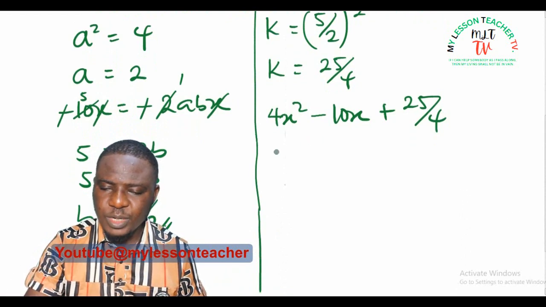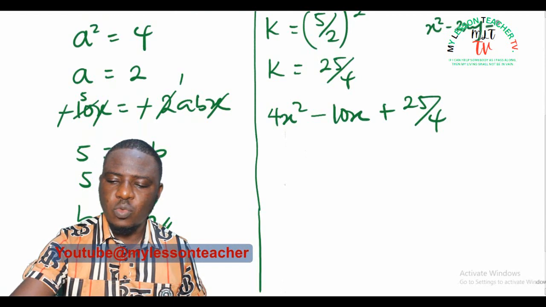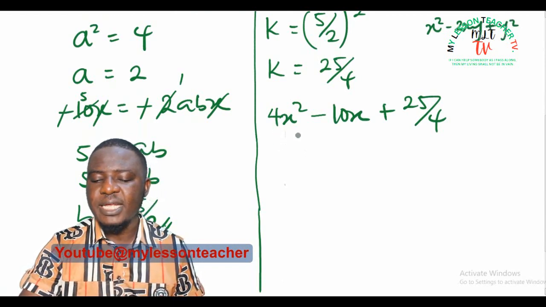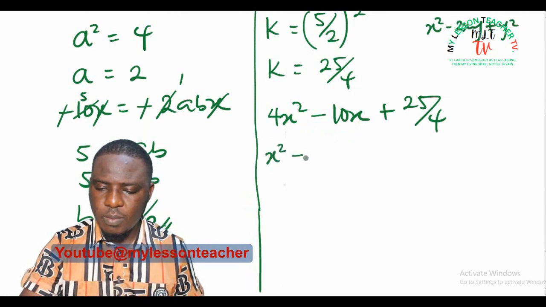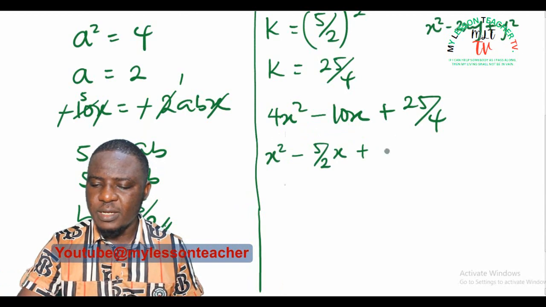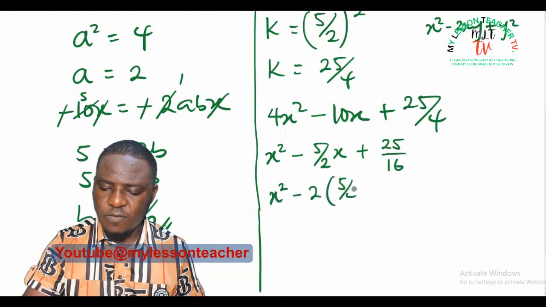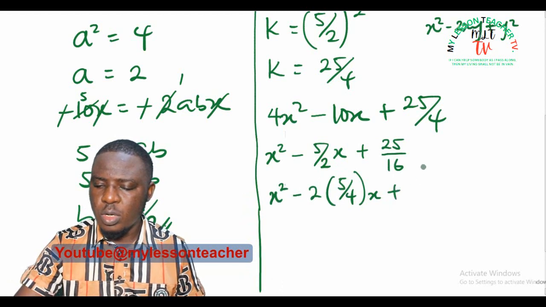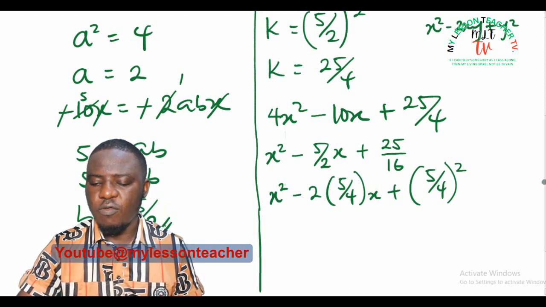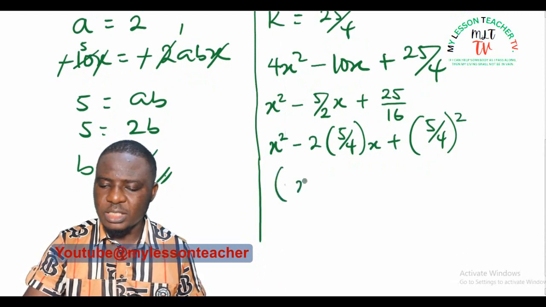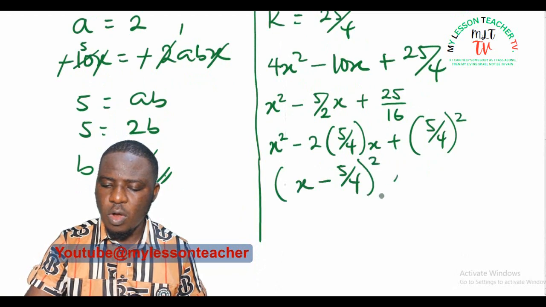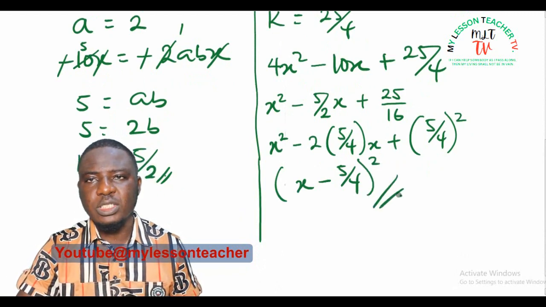So, factorizing this, we will first of all express it in that form of x squared minus 2xy plus y squared. So, the first thing to do is to divide each of the terms by 4. This becomes x squared minus, when you divide 10 by 4, it gives you 5 over 2 x. When you divide this by 4, it gives you 25 over 16. So this becomes x squared minus 2 into bracket 5 over 4. I have to factorize out 2 plus (5 over 4) all squared. I have to write this as a multiple of 5 over 4. So this, when factorized, gives us (x minus 5 over 4) all squared. So that's our answer to question number 19.